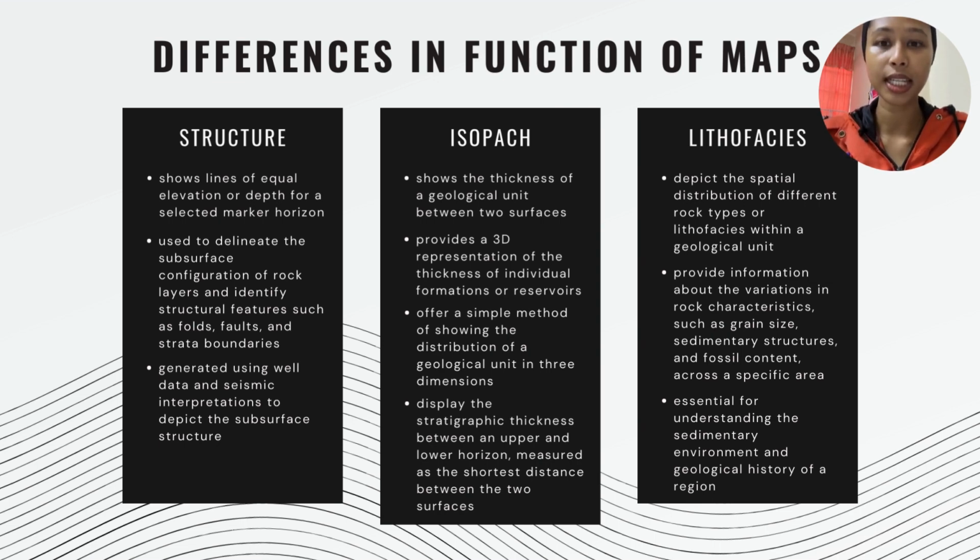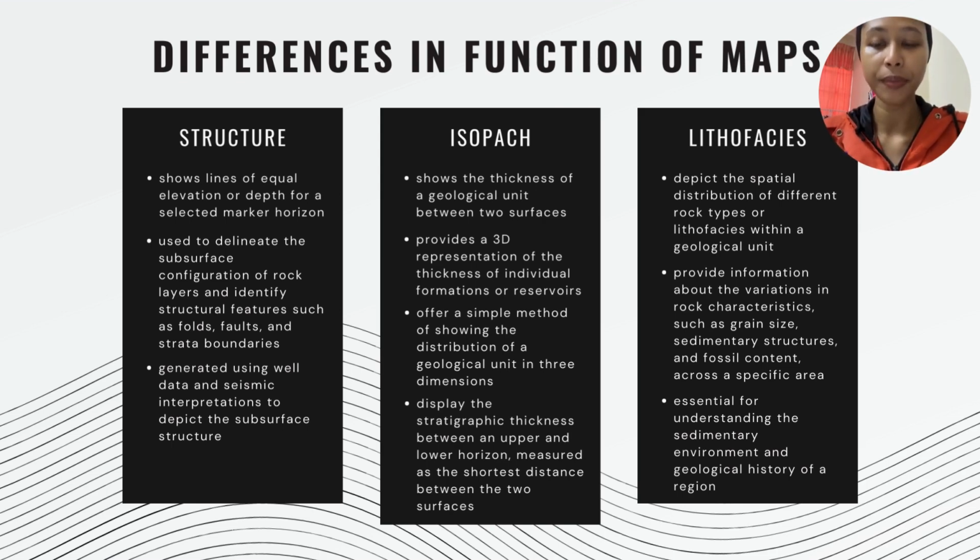And then next is the isopach map, which is a type of subsurface map that shows the thickness of a geological unit between two surfaces, and they provide a 3D representation of the thickness of an individual formation or reservoir. Isopach maps offer a simple method of showing the distribution of a geological unit in 3 dimensions, and they display the stratigraphic thickness between an upper and lower horizon, which is measured as the shortest distance between the two surfaces.